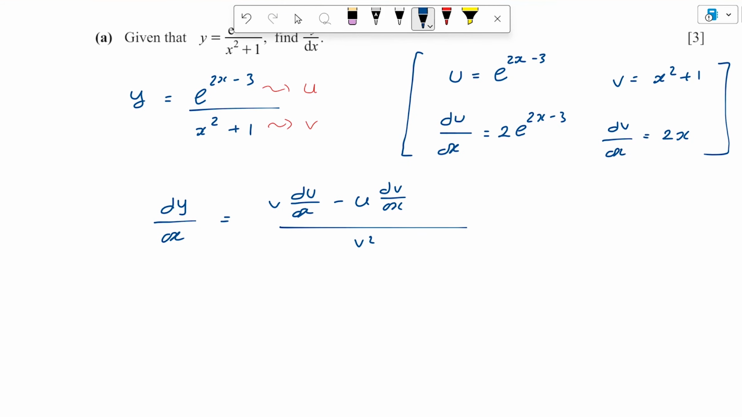Right, now let's just plug them in. Is equal to x squared plus 1 du over dx, which is this. I'm writing it in such a way, minus our u.